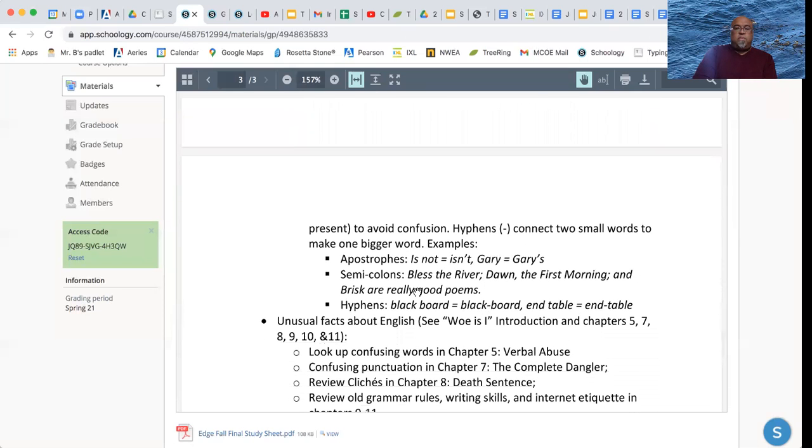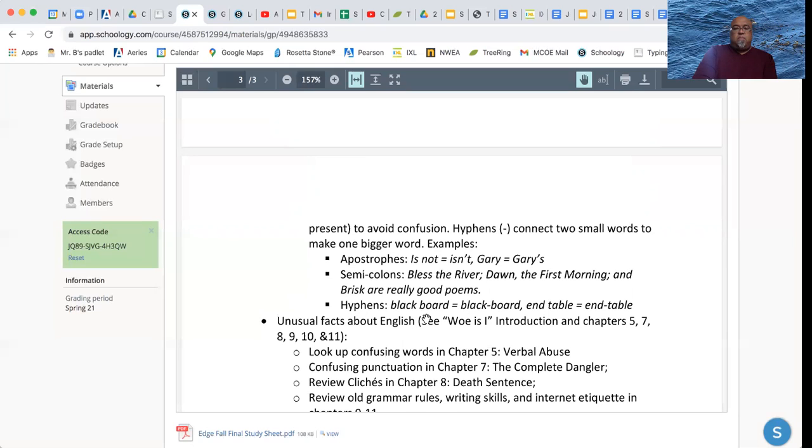Let me give some examples. Apostrophes: is not becomes isn't, Gary becomes Gary's. Semicolons: Bless the River; Dawn; The First Morning; and Brisk are really good poems. Now, since one of the names of the poems actually had a comma in it, we use a semicolon to avoid any confusion between the separating or the connecting of the ideas together.